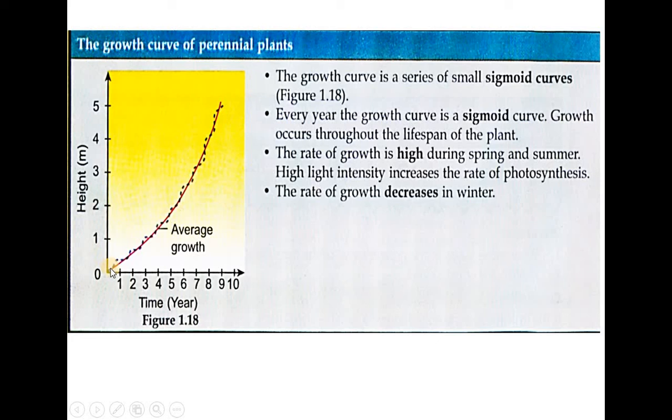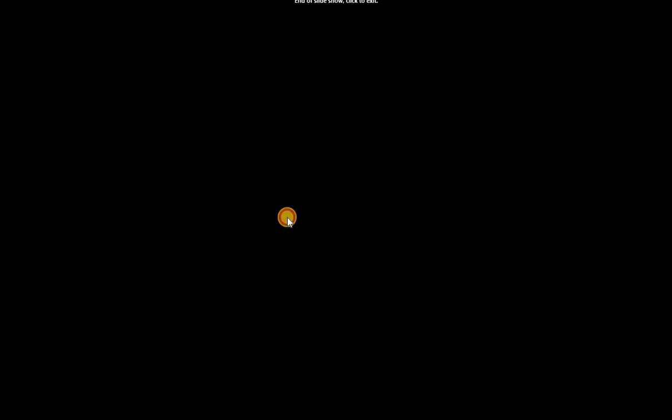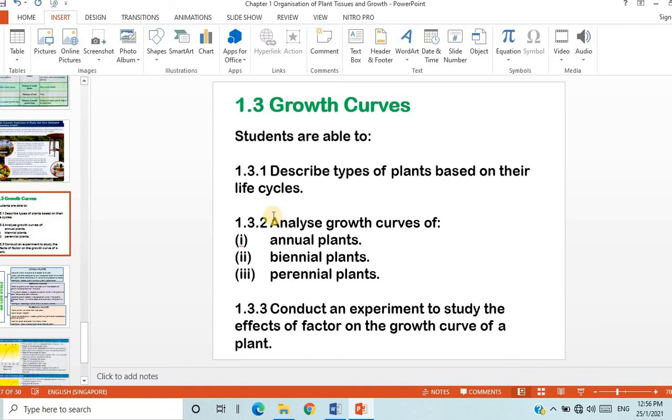As we can see here, there are a lot of sigmoid curves here. So the growth occurs throughout their lifespan. Alright, so that was the growth curve of plants. That's all for 1.3 growth curves.